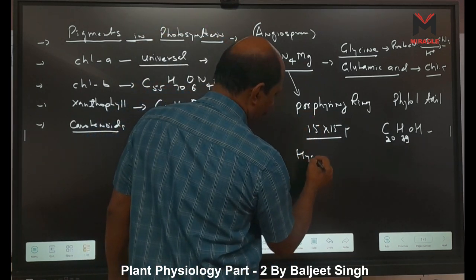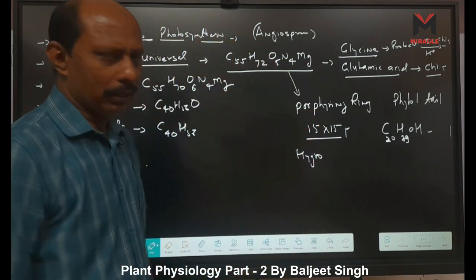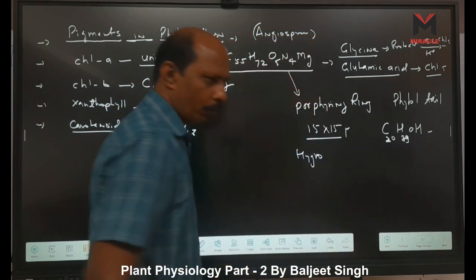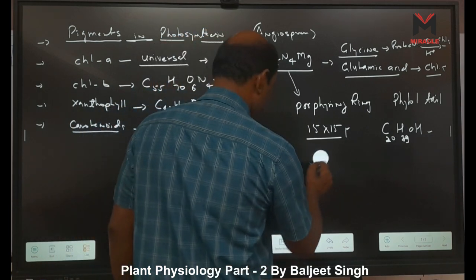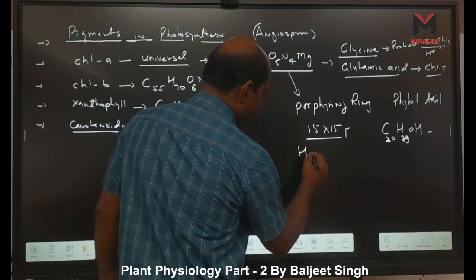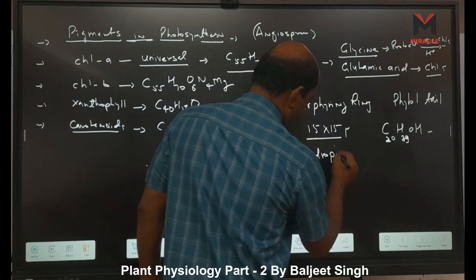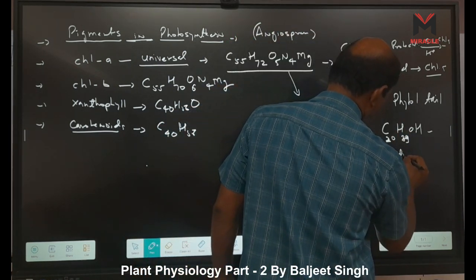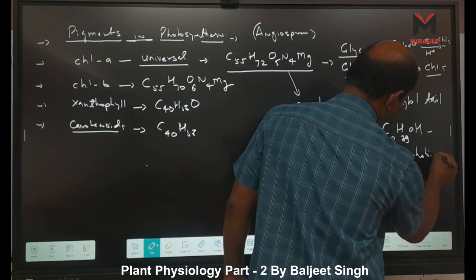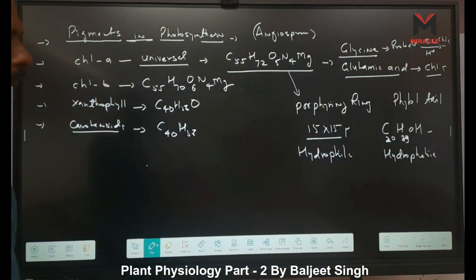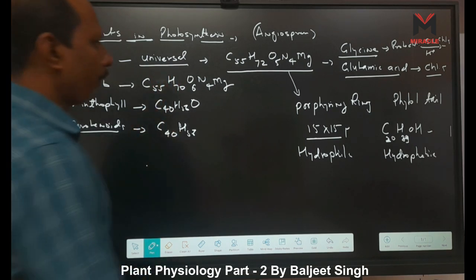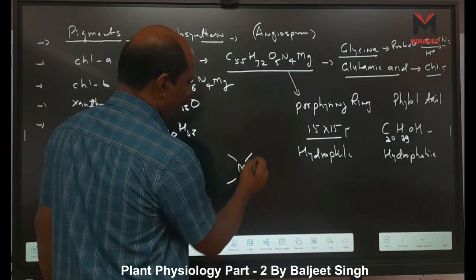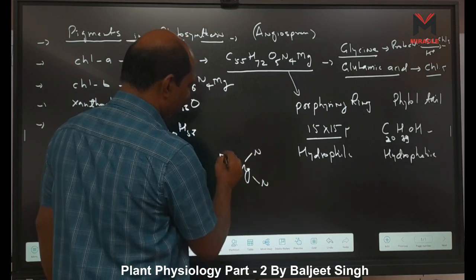The head is hydrophilic like our phospholipids, right? It is hydrophilic in nature, but the phytol tail is hydrophobic in nature, right? The central molecule is our Mg, and this molecule is surrounded by this N, right?